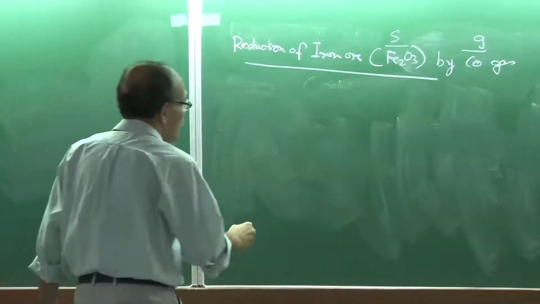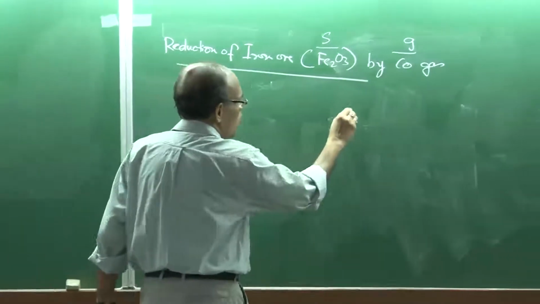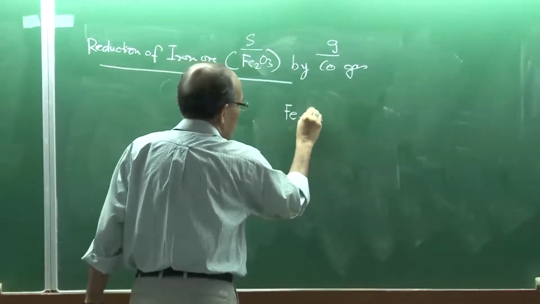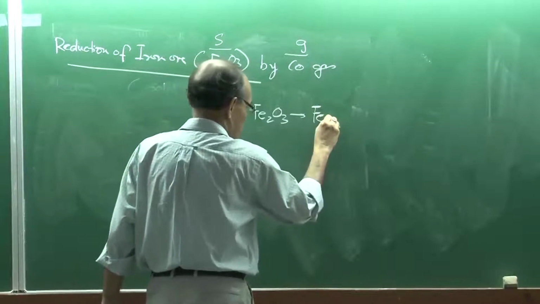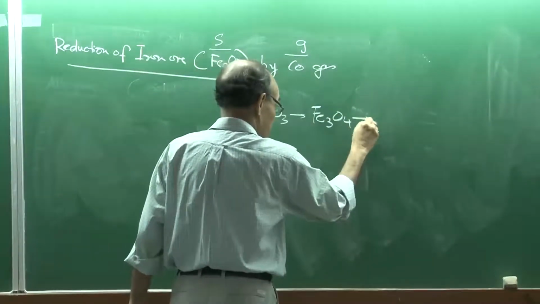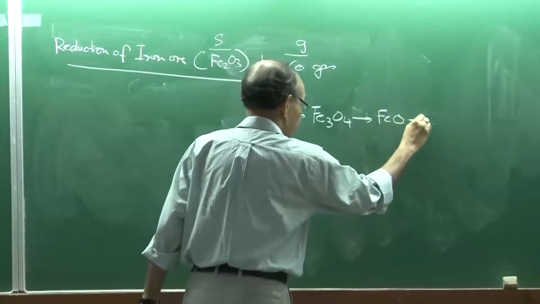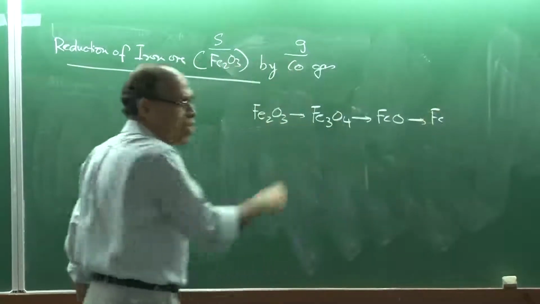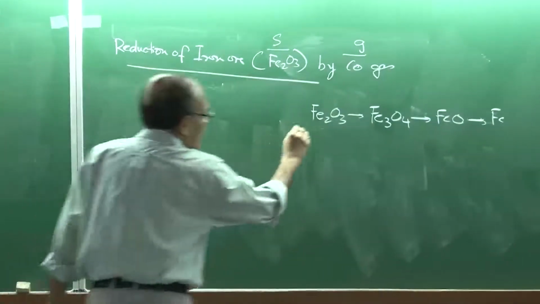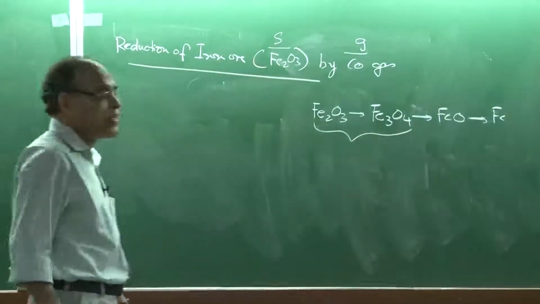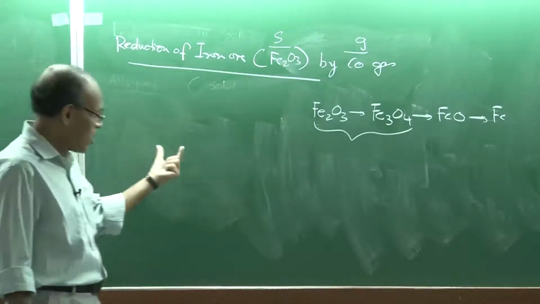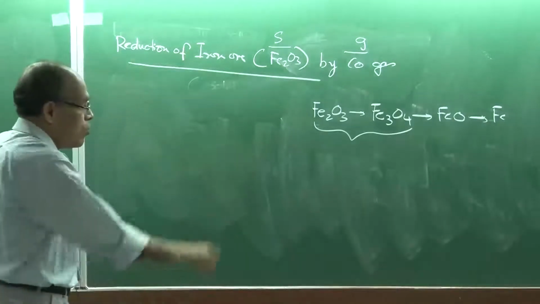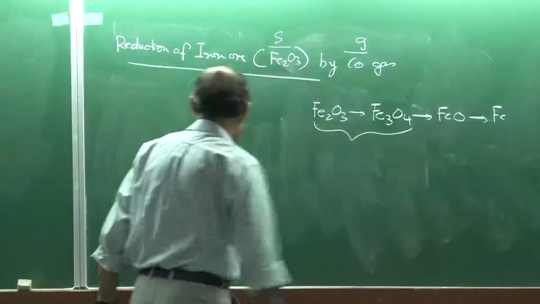Now how is the process taking place? We will consider only one step of the reaction, although we know that the reaction goes like this: Fe2O3, then Fe3O4, then FeO, and then Fe. We will not consider all these steps, but we will consider only one reduction step and illustrate with respect to it, because the same philosophy that I am going to discuss here can be extended if you consider from here to here.